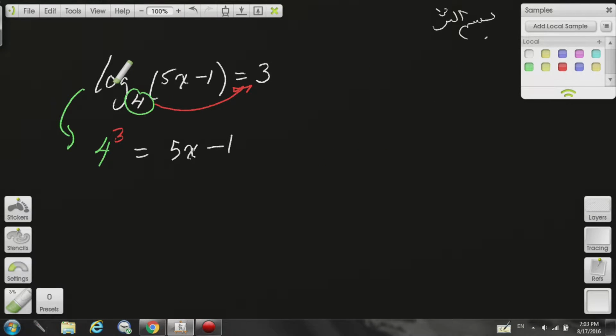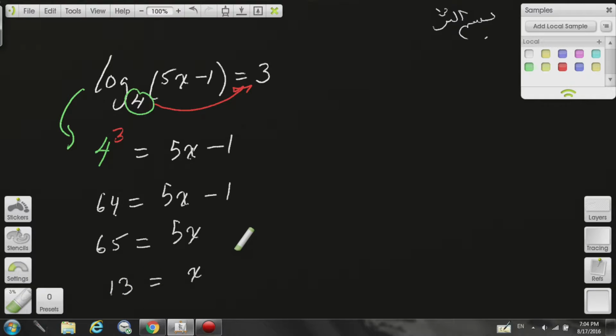So you take logarithmic form and you change it into exponential form. Okay? Now, 4 cubed is 16 times 4, which is 64, equals 5x minus 1. Add 1 to both sides, you get 5x equals 65. And then x is equal to 13. Okay, so in this case, you change the logarithmic equation into an exponential form.